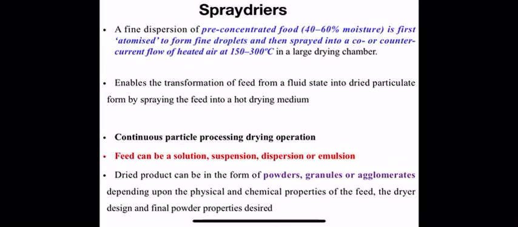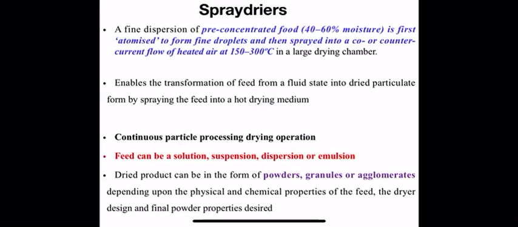So a fine dispersion of pre-concentrated food, that means 40 to 60% moisture. Because if the moisture is too high, say the moisture is above 80%, it is highly diluted, and the efficiency we get in the final product will be less. The concentrated product will be less if the moisture is high. So prior to drying, you first have to concentrate the product, so that some moisture is already removed.